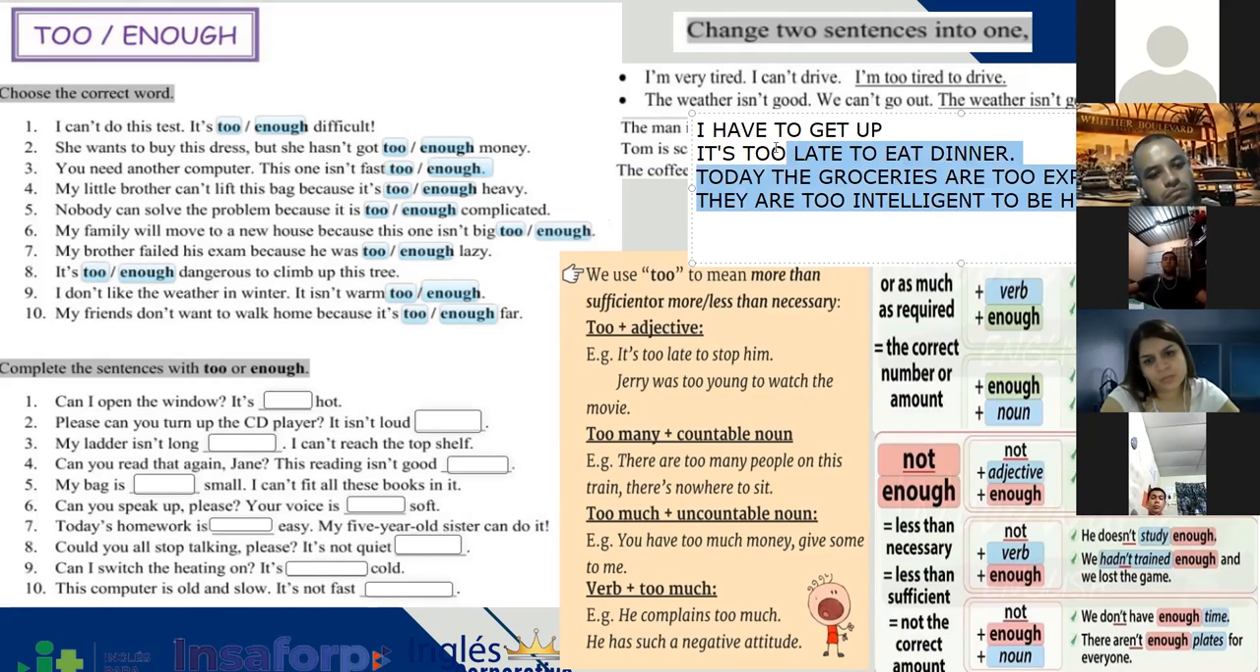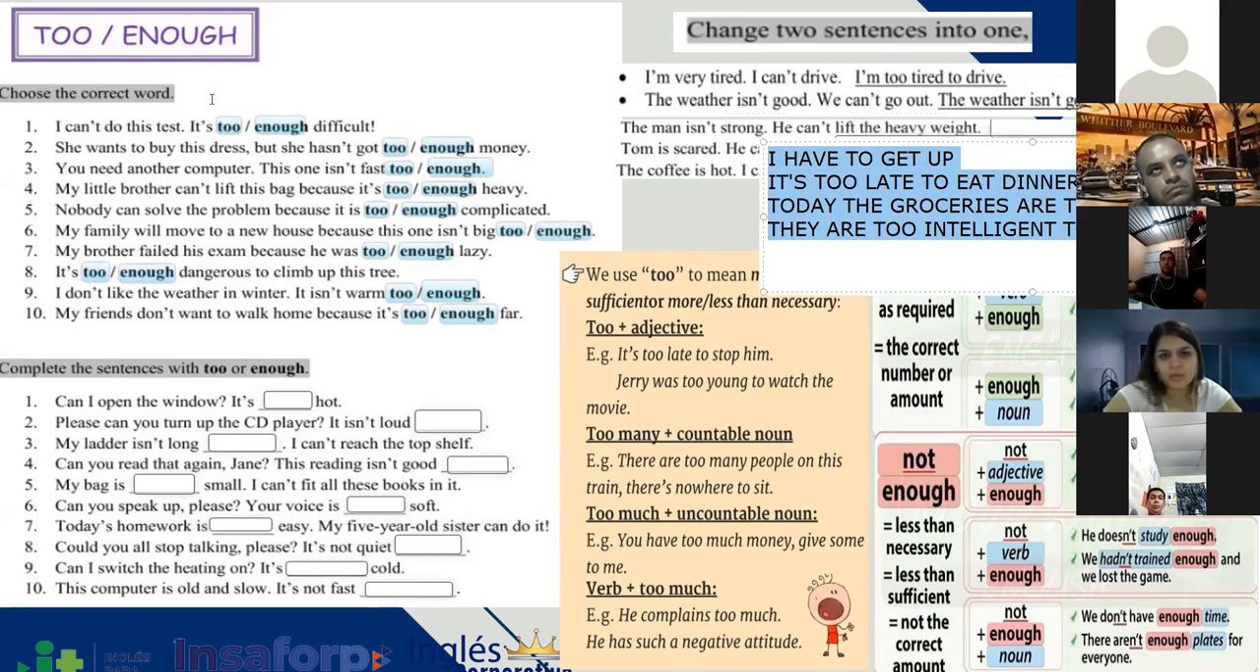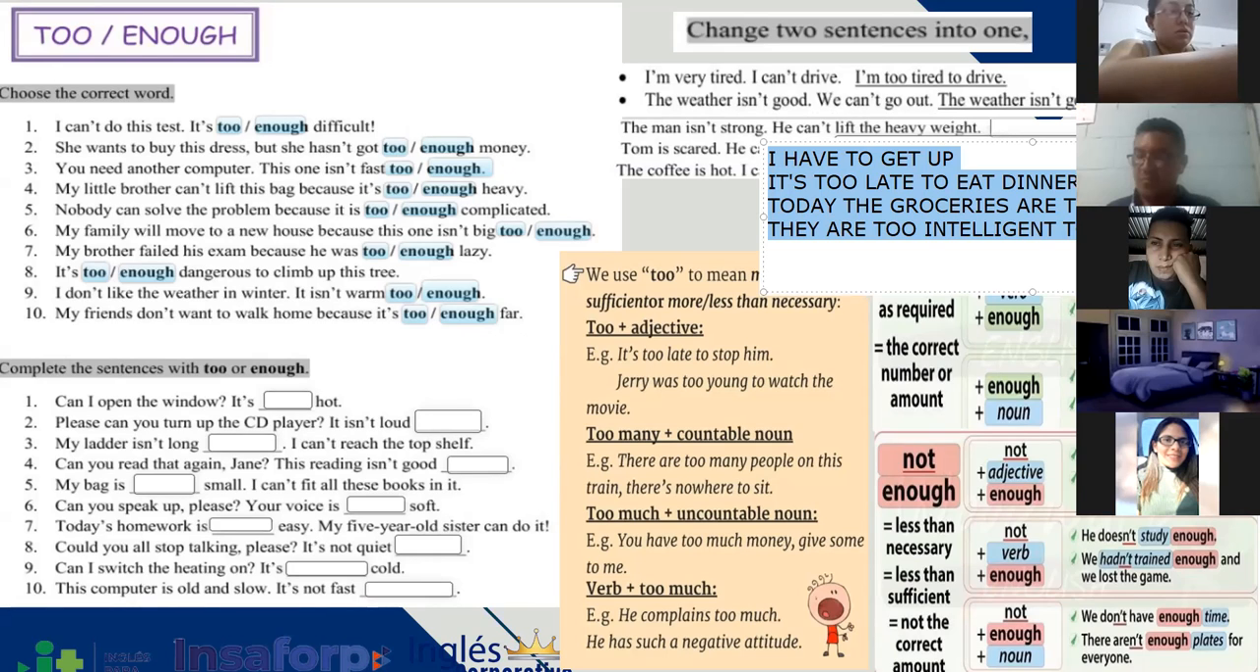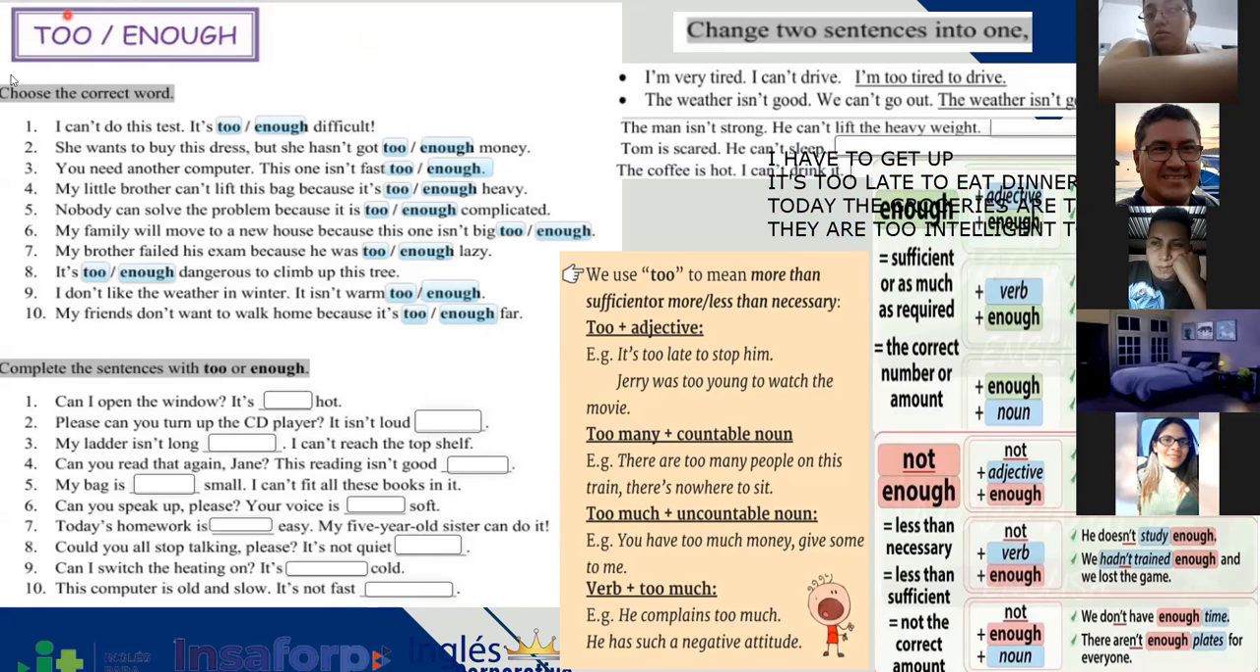Let's look at this. Look at this. You have here, I'm not going to read. Rolando, can you read, please? Up here in the corner. Okay. Too, enough. Choose the correct word. Yes, choose the correct word. All right, can you do the first one for the class? I can't do this test. It's too difficult. Very good.